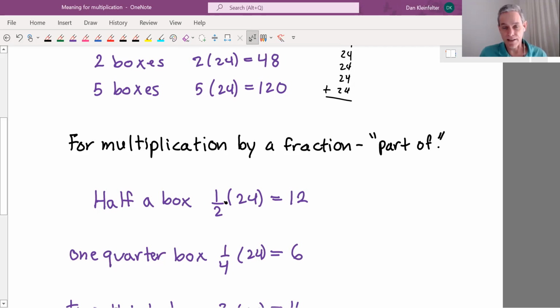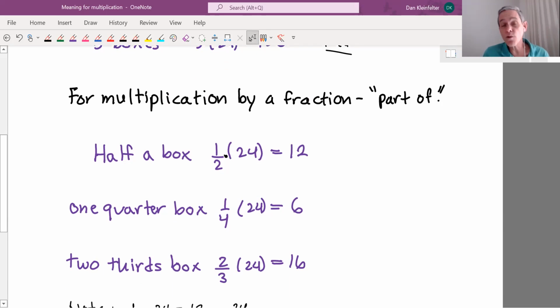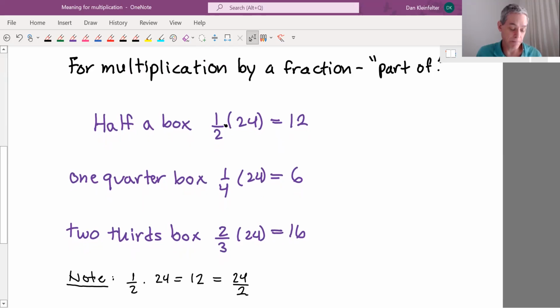And if you're thinking, well, that's the same as 24 divided by 4, yes, of course, there's a really close relationship there. 24 divided by 4 is 6. 1/4 times 24 is 6. Now, 2/3 of a box. There you might think, let's take the 24 cookies and put them into 3 equal piles. That's 24 divided by 3, or 8. And so if you take 2 of those 8s, it's going to be 16. So 2/3 of a box is going to be 2/3 times 24, or 16.